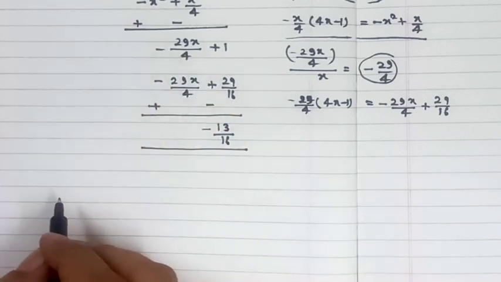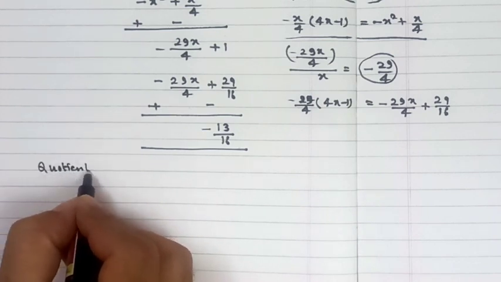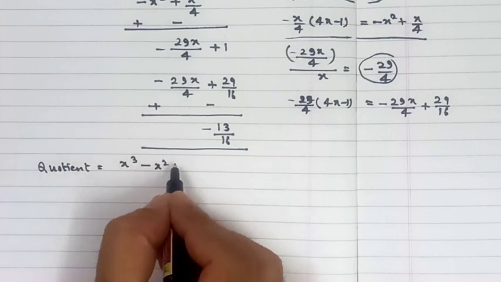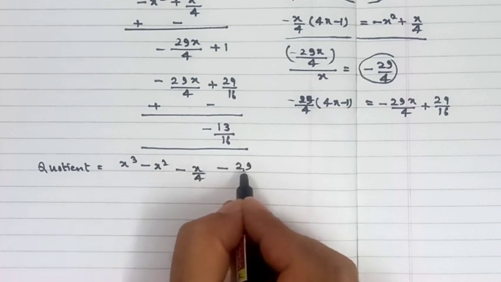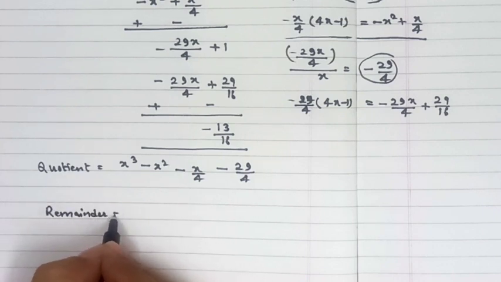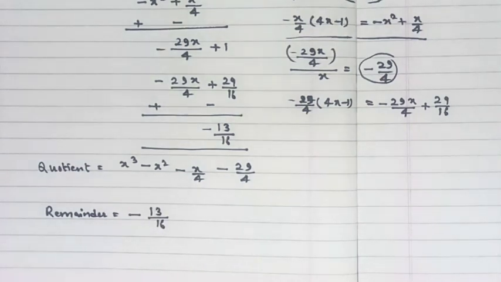This is 0, so write quotient. Quotient is x cube minus x square minus x upon 4 minus 29 upon 4, whereas remainder is minus 13 upon 16. That completes your practice set 10.2. Thank you very much.